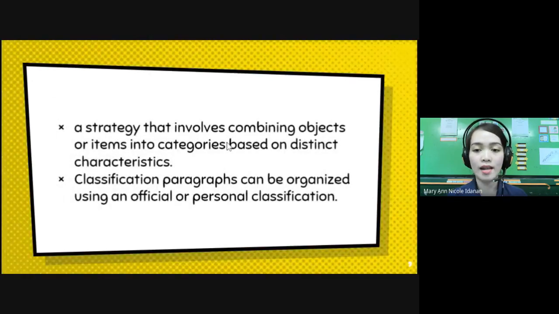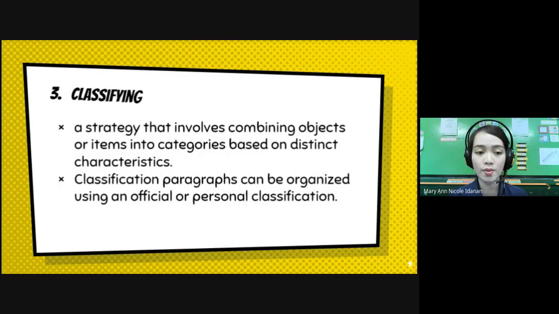Now let's proceed with the next type of text structure. It is a strategy that involves combining objects or items into categories based on distinct characteristics. So that is classification. Paragraphs can be organized using an official or personal classification.